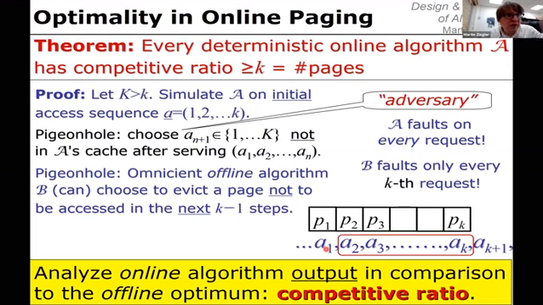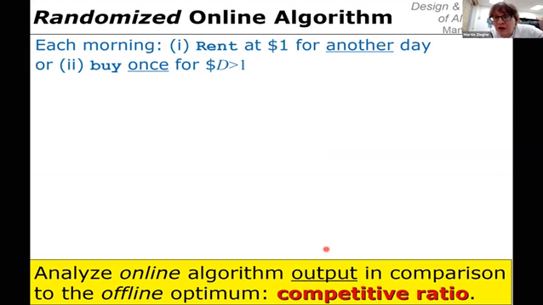Okay, so that's a recap of the proof of optimality of k-competitiveness in online paging, and in particular optimality of the least recently used strategy. And now this is the final slide of chapter 6. We're going to consider randomized online algorithms, which combine the two paradigms we have seen in the current and in the previous chapter.